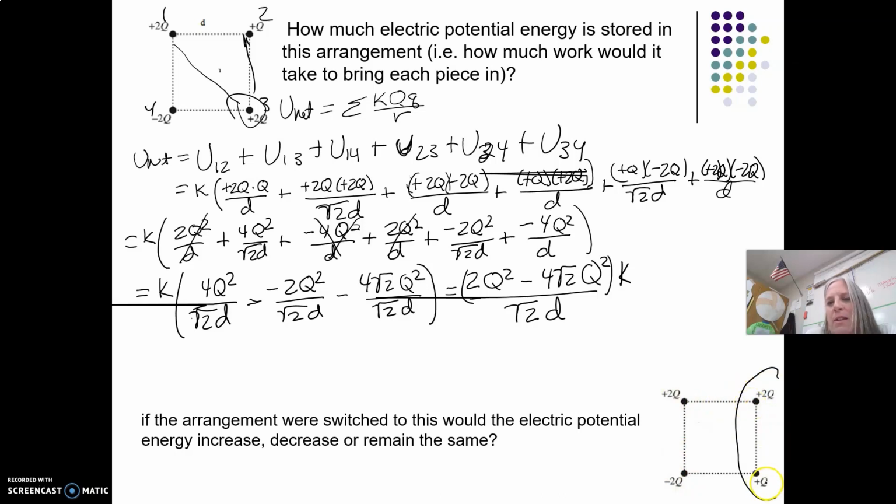And this is just a little baby Q. It's half the other one, so it's really irrelevant. So it's going to take work to do that, right? It's going in a direction it does not want to go. It does not want to go up there, comparatively more than this one. This one actually kind of wants to go down here because it's attracted to that negative charge. So that means the electric potential energy would increase in this arrangement. This came off an AP exam, wouldn't you figure?